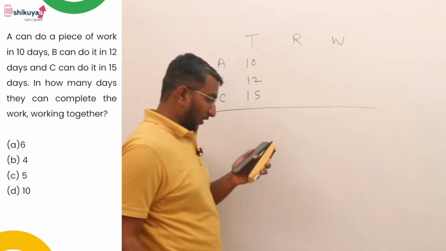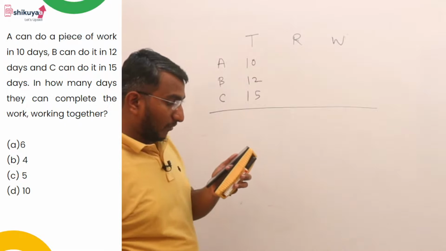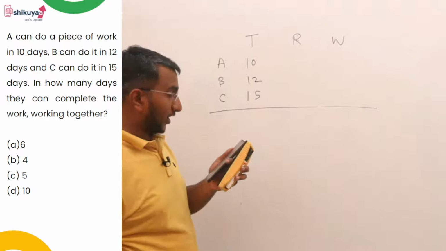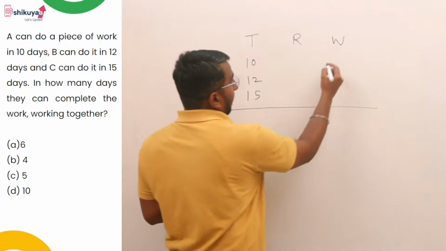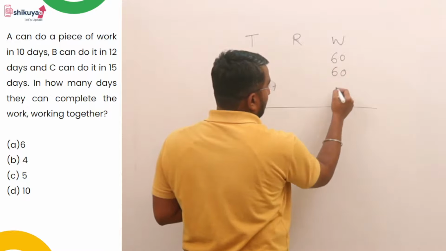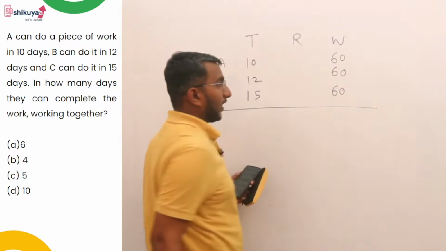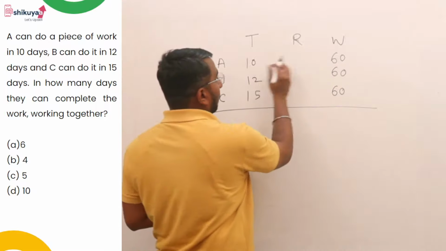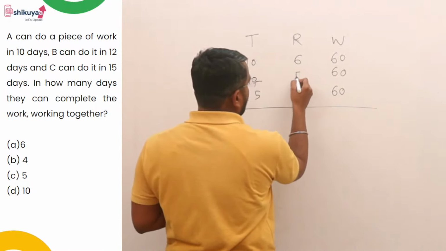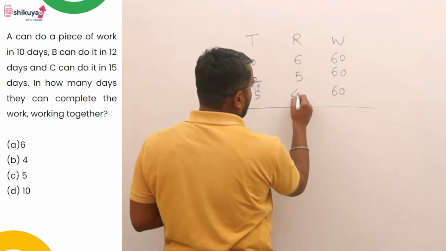So I have to draw the same table. Okay, in how many days can they complete the work working together? So I have to again assume the LCM to be 60, 60, 60, right? So just calculate the rate over here, which is 6, rate over here, which is 5, here it is 4.